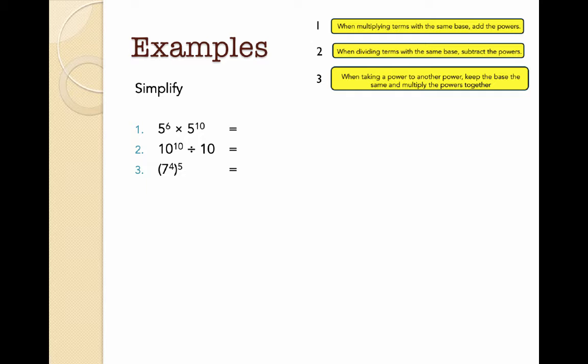Let's look at our three questions. Question number 1 is 5 to the power of 6 times 5 to the power of 10. And we just want to simplify. We don't need to know what the actual answer is. We don't need to know what the basic numeral is. We want to write this in a simpler way.